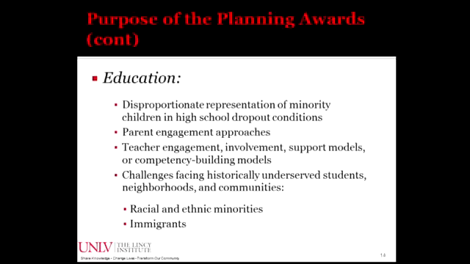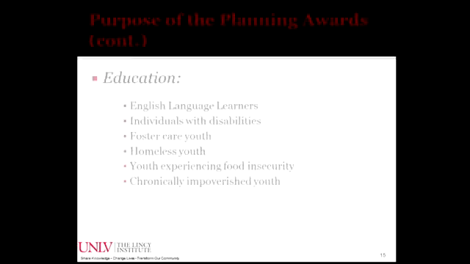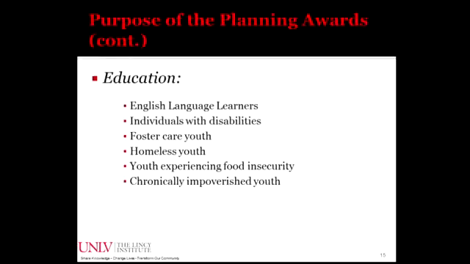Here are some sample categories of topics you might want to pursue: disproportionate representation of minority children in high school dropout conditions. Some of the other categories of interest: immigrant populations, English language learners, and the list goes on. And again, the intent here is just to provide you with an overall flavor for where you might go with these proposals.